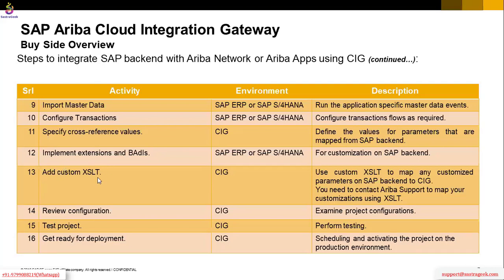And if required, we can also implement some extensions and BADIs, or we can add some XSLT in this CIG portal. It's more technical, and in certain cases we have to use it. After that, we have to review all the configuration and perform the end-to-end testing. We have to do all the comprehensive testing that we require. Once everything is fine and we have the business approval, we can go live, or we will be ready for deployment.